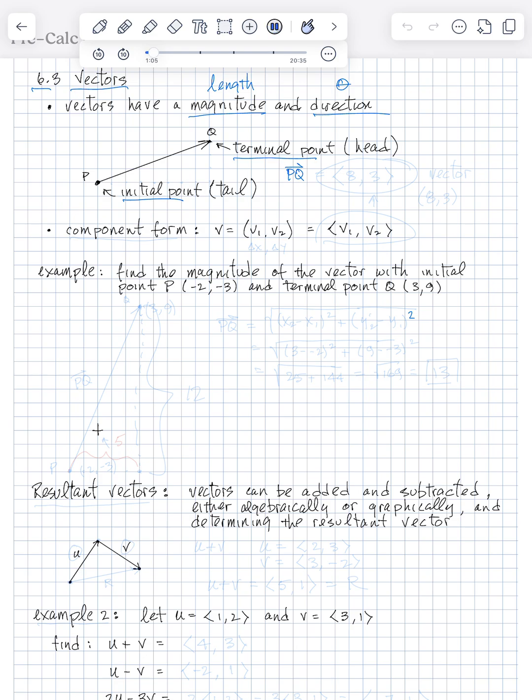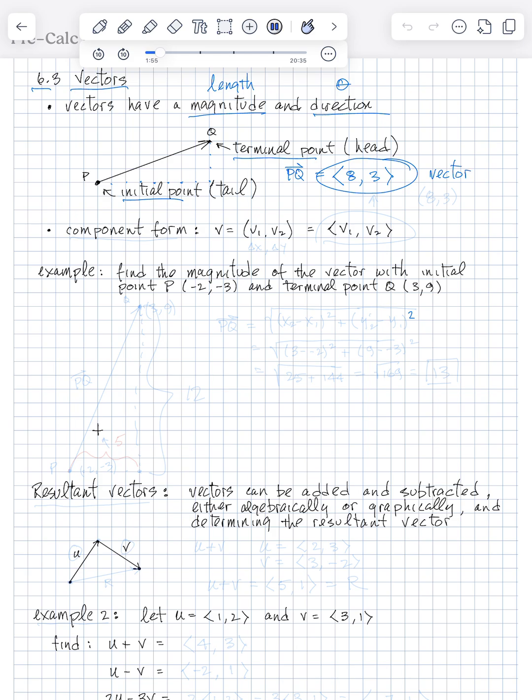Now, to get the components of the vector, you just count in the x direction from the initial point. So we get 1, 2, 3, 4, 5, 6, 7, 8 in the positive x direction, and then 3 in the positive y. So the way you would write this vector PQ is with a less than sign, and you put 8, comma, 3, and then a greater than sign. And this indicates that this is a vector.